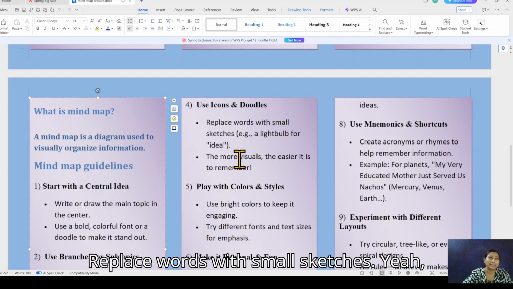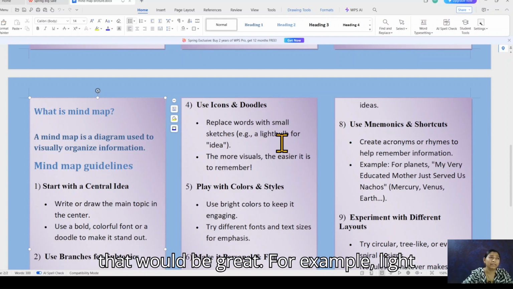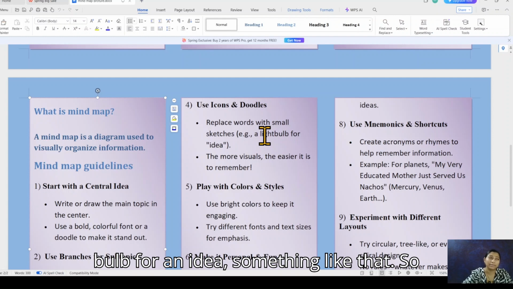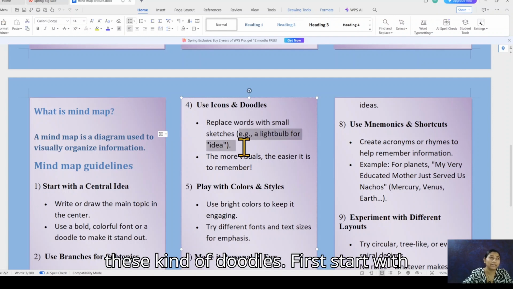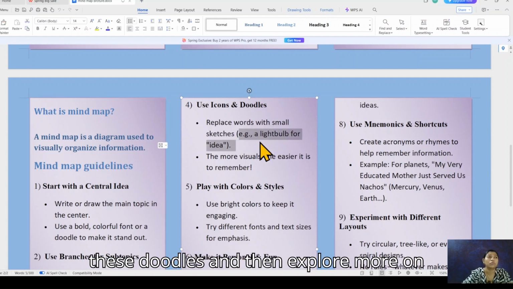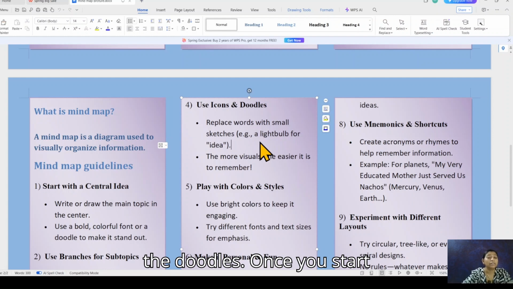Replace words with small sketches. Yeah, that would be great. For example, a light bulb for an idea, something like that. So start with these kinds of doodles and then explore more on the doodles. Once you start exploring more, you will find it much easier drawing a mind map.